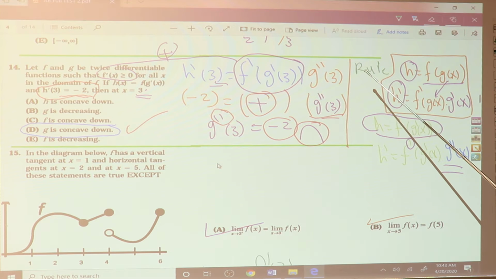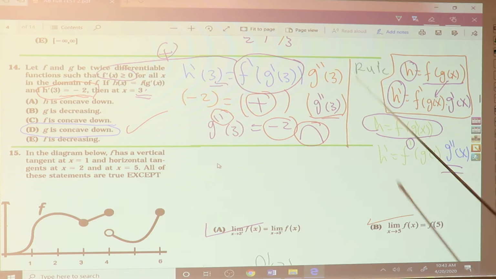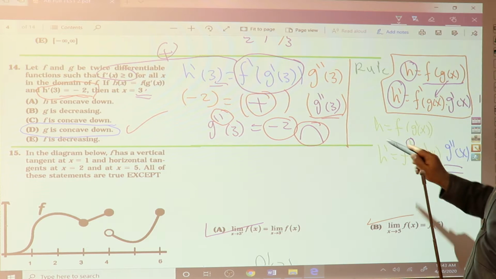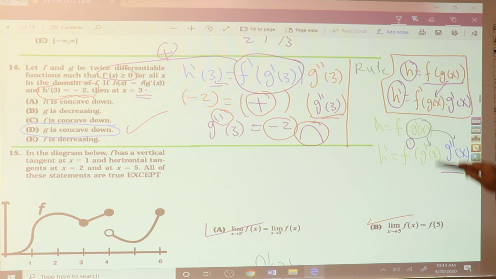Let us start from the rule here. The rule says h equals f of g of x. If you remember this from pre-calculus and algebra, it's a composite function. h prime equals f prime of g of x times g prime of x. Now, what's given here? h of x equals f of g of x. When you derive it, you put f prime for the f, you leave the inside the same, and you derive the one inside, which is going to be g prime.